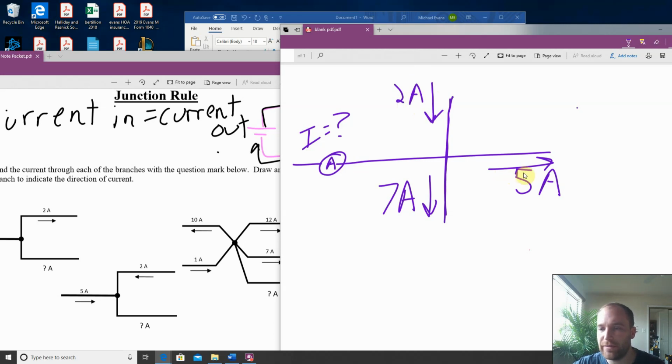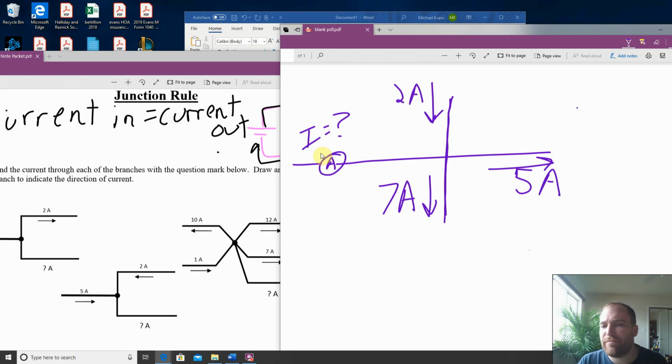We have 5 amps of current going towards the right here. We've got 7 amps of current going down. And then I threw in an ammeter on this branch of the circuit, and I want to know what the current is through that. So I'd like you to do 2 things for me. I want you to tell me how much current is going through it, and which way it is traveling, meaning to the right, into the intersection, or to the left, away from it.